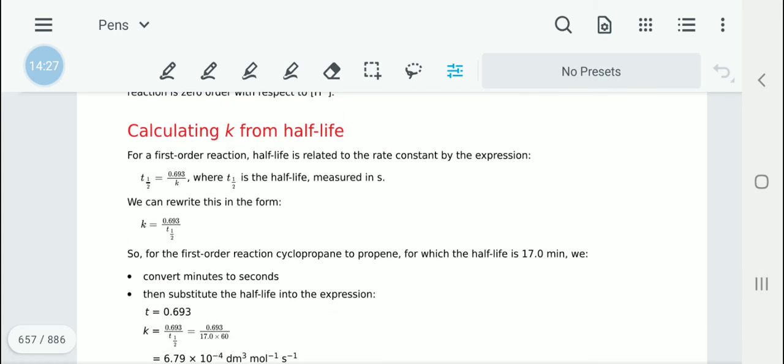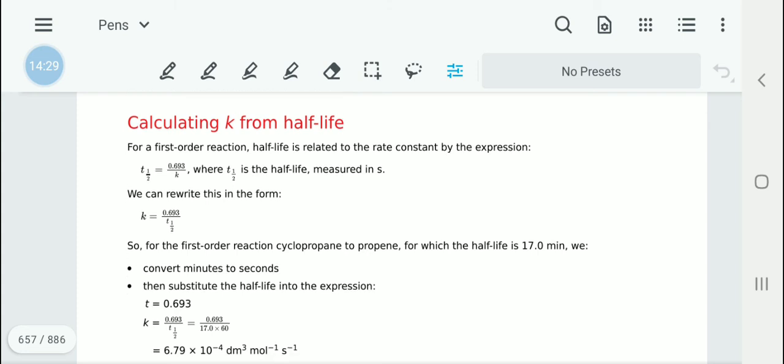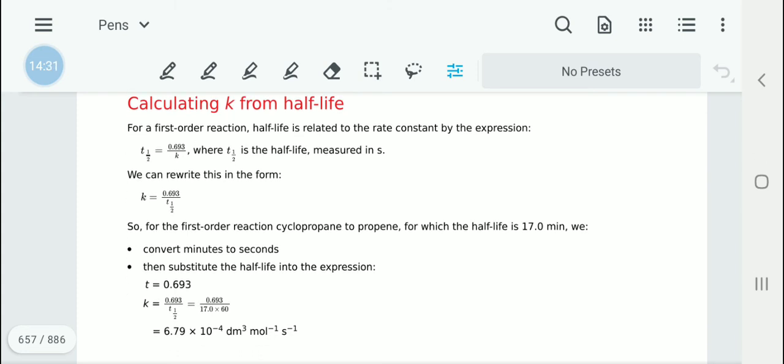Leave a line and write down: calculating k from half-life. For a first order reaction, half-life is related to the rate constant by the expression t half equals 0.693 divided by k, where t half, or the half-life, is measured in seconds.